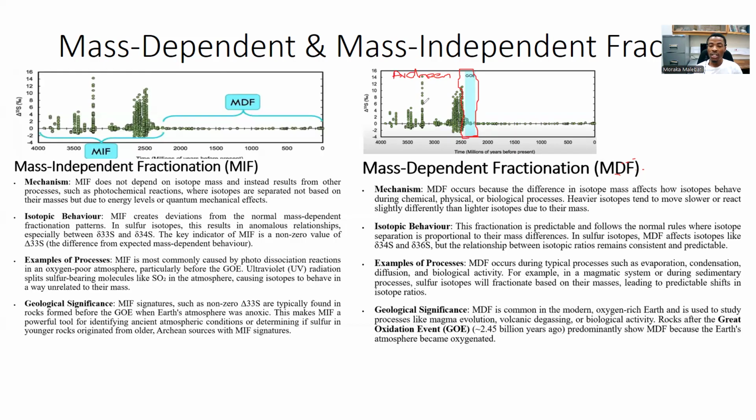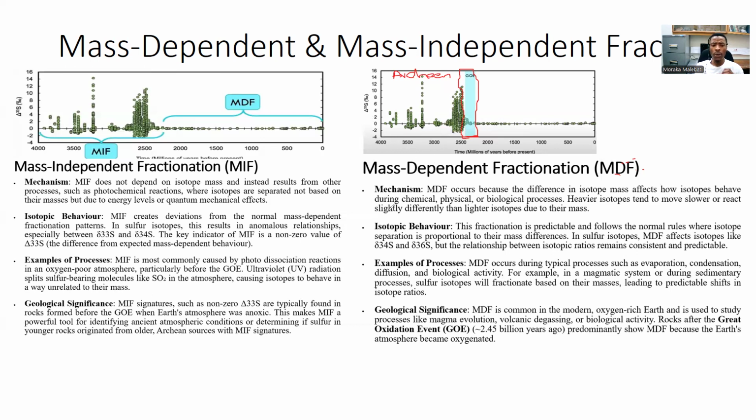So mass-independent fractionation happened before the Great Oxidation Event, but mass-dependent fractionation happened right after it. First we have to understand what we mean when we say something is mass independent. It means the fractionation, or the separation, happens independent of their masses. But if the fractionation happens due to the mass difference, we call it mass-dependent fractionation.